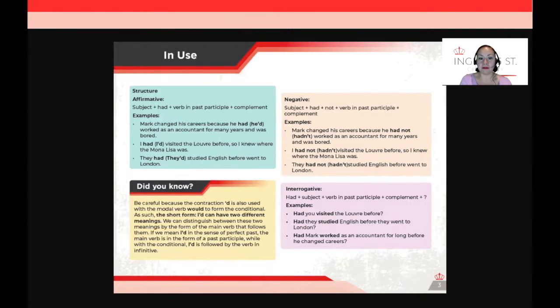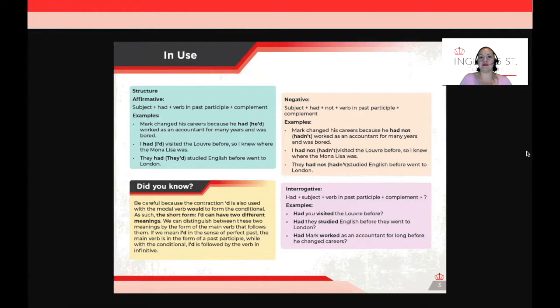If we mean I'd in the sense of past perfect, the main verb, we know that is going to be in past participle. But if we are going to use it for would, we know that the verb is going to be in present. Okay? So that's very, very easy. So if it's past perfect and it's apostrophe D, the next is going to be the verb in past participle. And in the case of would, the verb in infinitive.